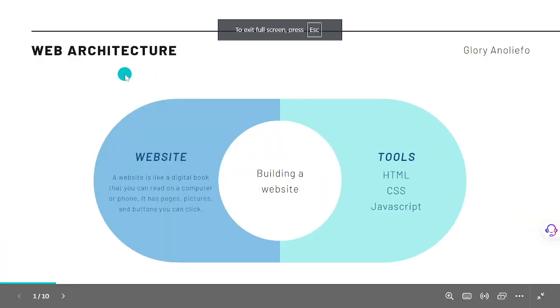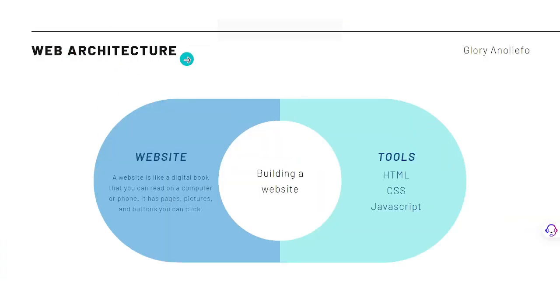All right, let's understand what web architecture is. So when we say web architecture, it's more like how the web is built. So the web's underlying architecture consists of several key components and technologies that work together to deliver and display web content to users. So let's understand what a website is.